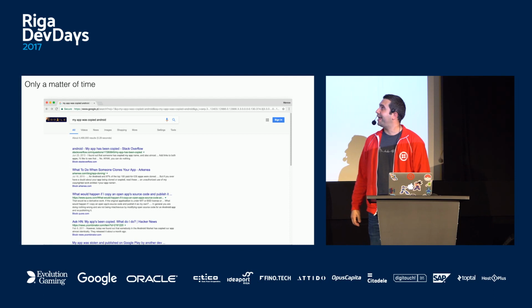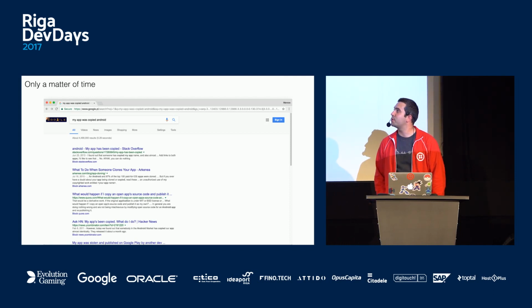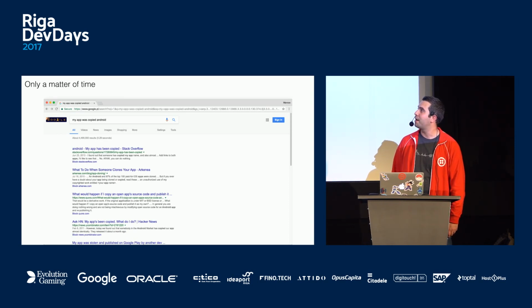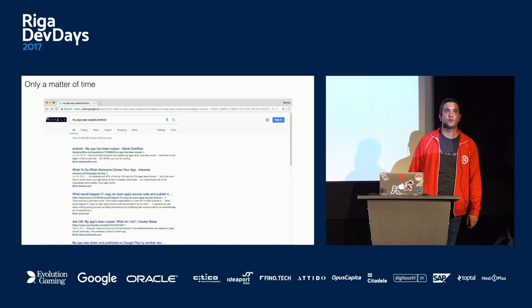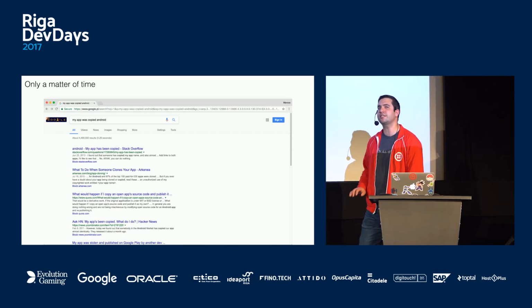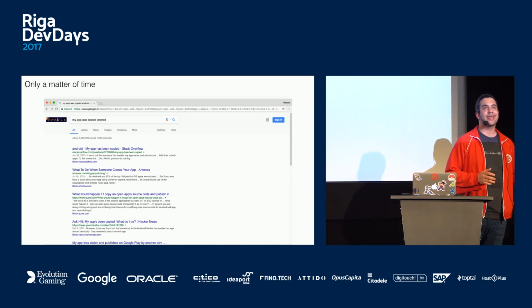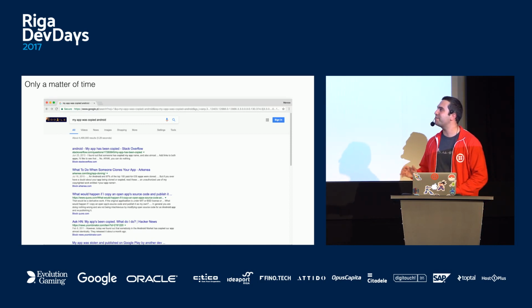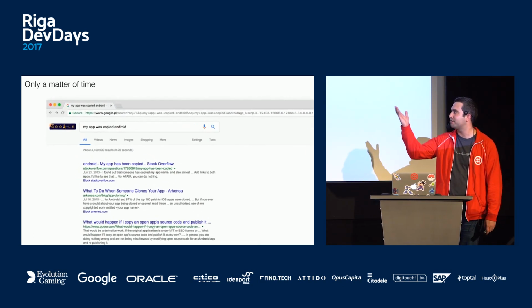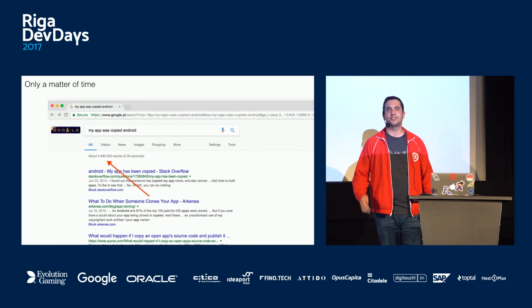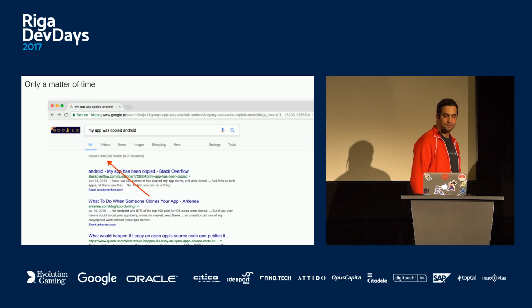Now, it's only a matter of time until someone copies your application. I know I said this before, but when you search for "my app was copied Android", there are almost 4.5 million results from people who had their applications copied. So if you think that's not going to happen to you, it is. It might be happening right now. Someone may have copied your application. So it's important that you try and make sure no one gets to copy your application. And this happens quite a lot.